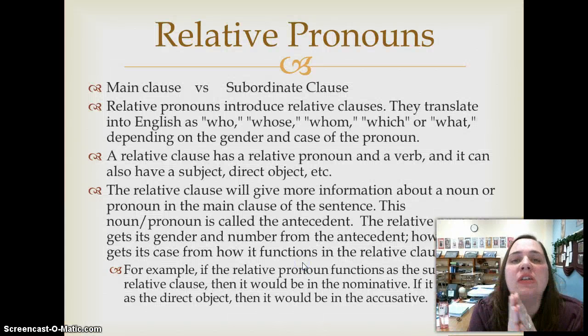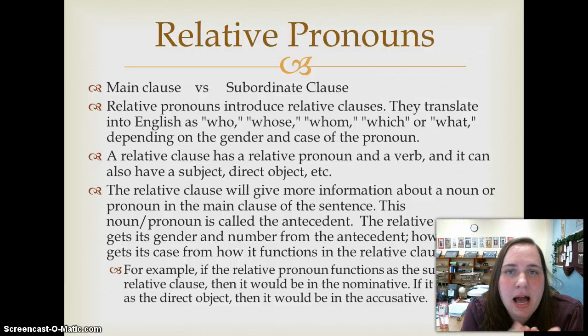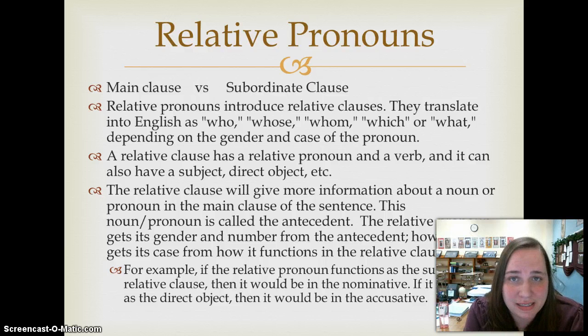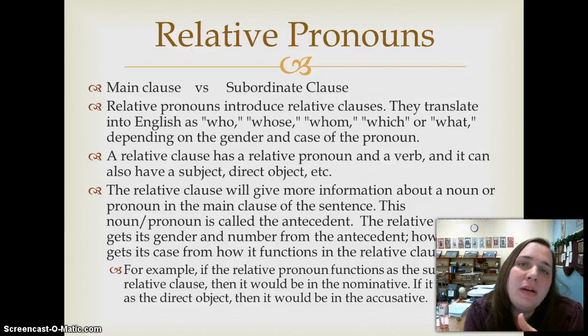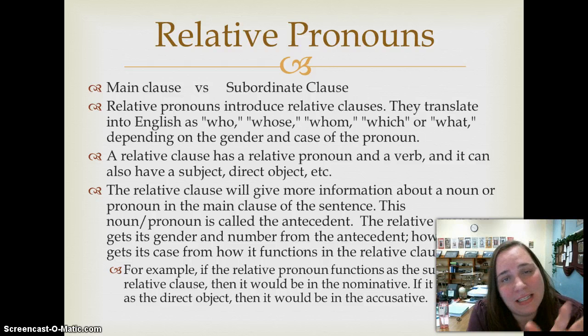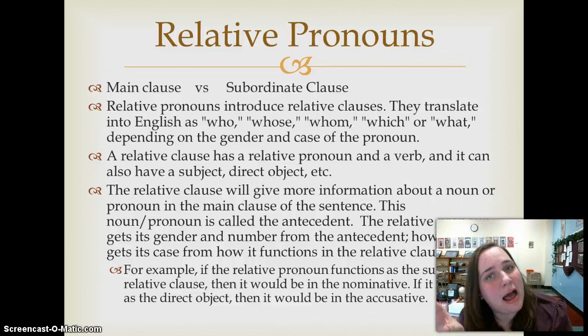Okay, first thing you need to know, main clause versus subordinate clause. A main clause is any part of the sentence that has its own distinct verb. Okay, that's what a clause is. The main clause can function as a main sentence, right? It has all the trappings of a main sentence. A subordinate clause has to hang off of a main clause, right? So a main clause can exist on its own, a subordinate clause cannot.